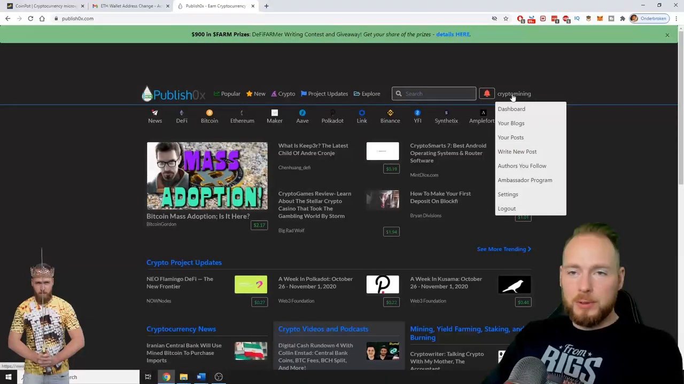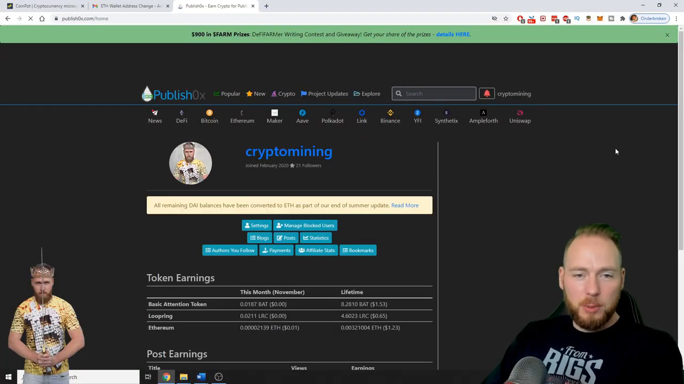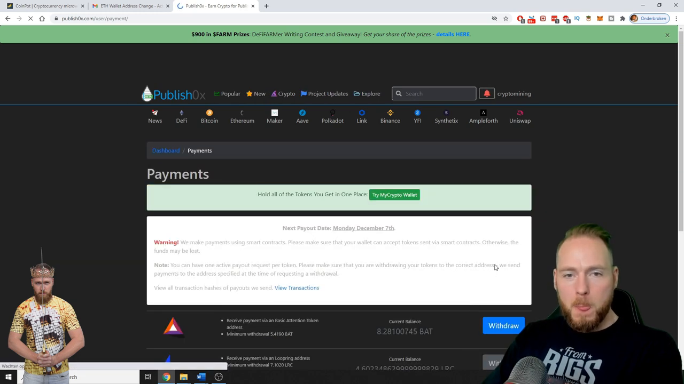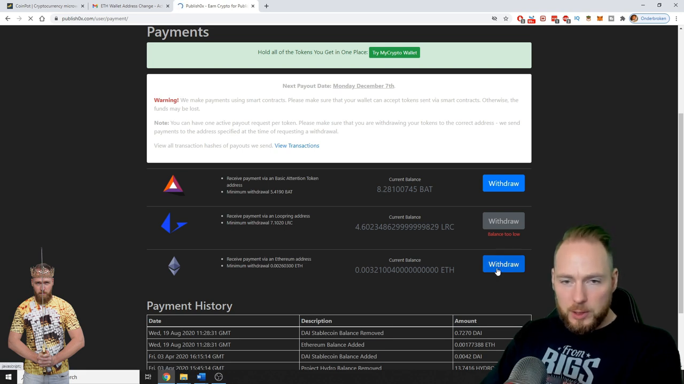So you click on your name and then you go to dashboard, then you go to payments. You can receive BET, Loopring or Ethereum. Here, my balance is too low, minimum withdrawals are $1. So here I have 8 BET, which is enough. And then I have some Ethereum. So I'm gonna withdraw Ethereum. So I just press withdraw.